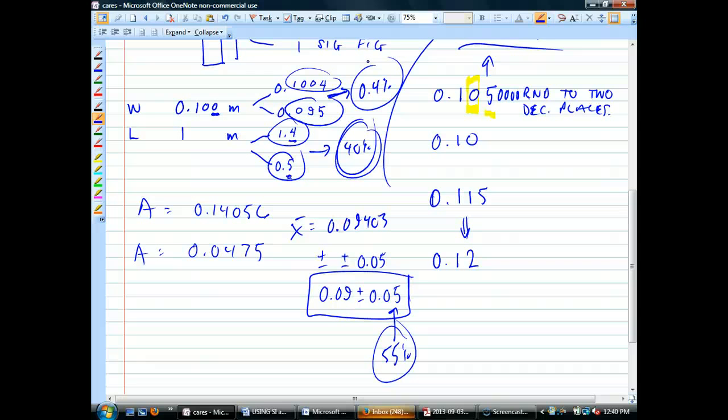This is critical when we're doing labs. I'll give you the best example. We have actually the lab we do next week. It uses some very precise instruments. It uses something called a pycnometer to measure the density. It's a very precise volumetric flask. It'll give you like 4 decimal places. The balance we're going to use will give you 4 decimal places.